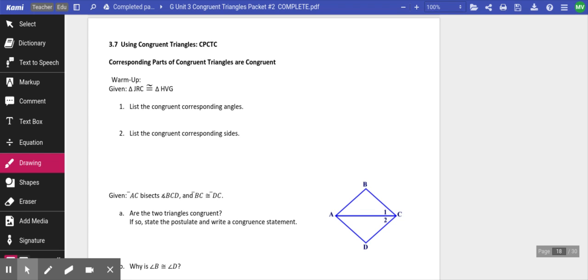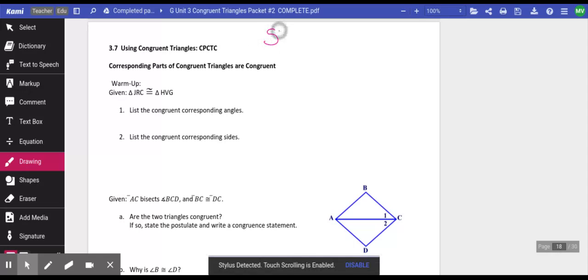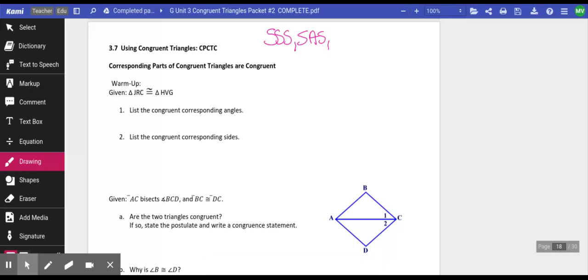Hello, everyone. Today we're going to continue proving triangles congruent. And actually, we've learned 4 ways to prove triangles are congruent. Our 4 ways are side, side, side; side, angle, side; and angle, angle, side. We also know that we can't use side, side, angle because it does not work.